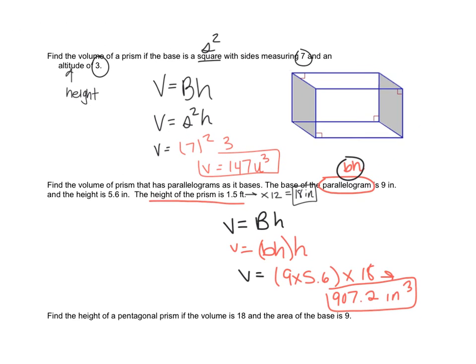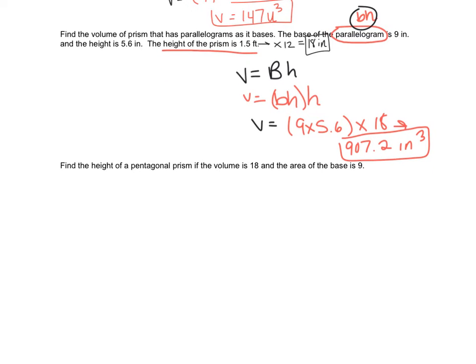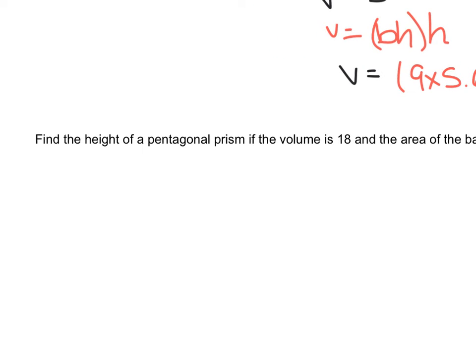So that is how you approach the problems. We simply write volume equals big B times h. We then replace our big B, or our area of the base, with the area of the prism that we're finding. Now let's go on to another quick question. And this one actually is just a one-step equation. It says find the height of a pentagonal prism if the volume is 18 and the area of the base is 9. So in this case, we want to find our unknown, or our x, or our height.